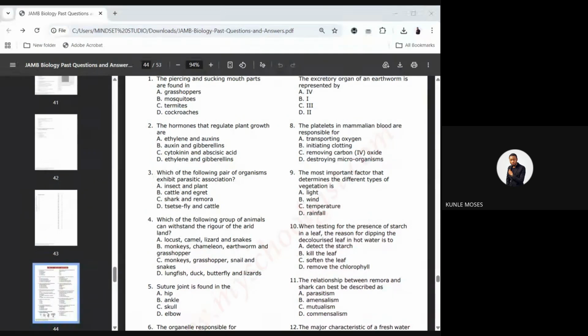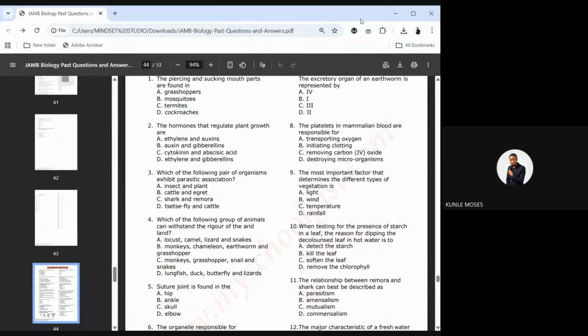Which of the following group of animals can withstand the rigor of the arid land? This one is under survival and adaptation. So what is arid land? What is it? Desert. A desert. Okay. A. What about the other option? Size C. Score. Very good.